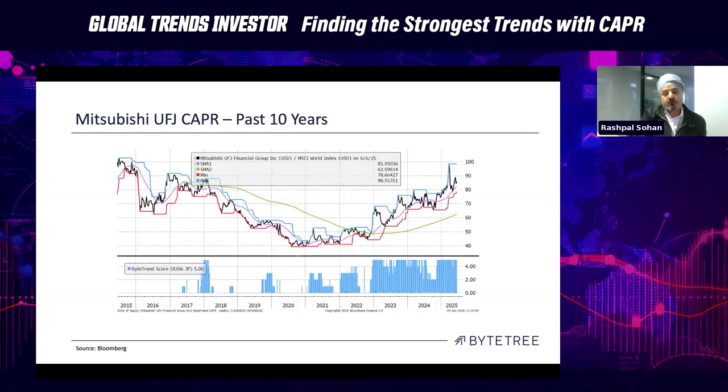To demonstrate this, we've shown the same chart from Mitsubishi running back from 2015. Beneath, you can see the ByteTrend score shown in blue, right? You can see it oscillates between 0 and 5. Let me explain what the variables are. The black line is CAPR. If the black line is rising, it means that stock is outperforming the world index. If it's falling, it means the opposite. The blue line is the 20-week maximum. The red line is the 20-week minimum. The green line is the 200-week moving average, and the purple line is the 30-week moving average.